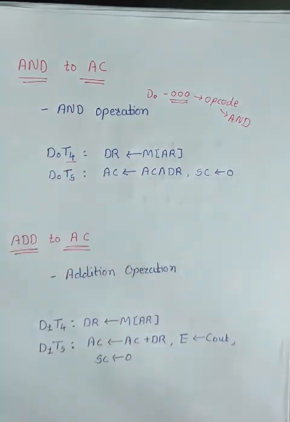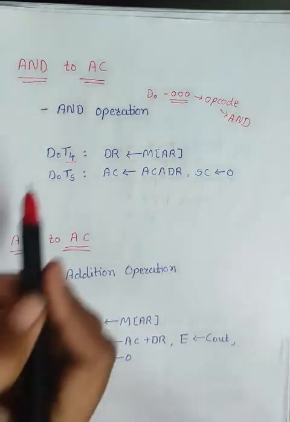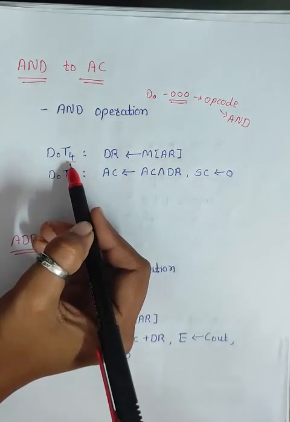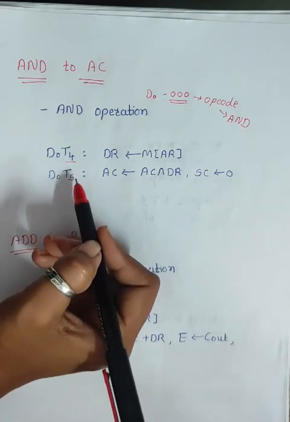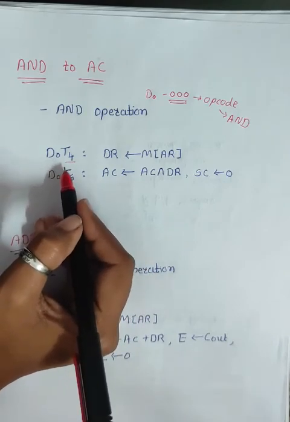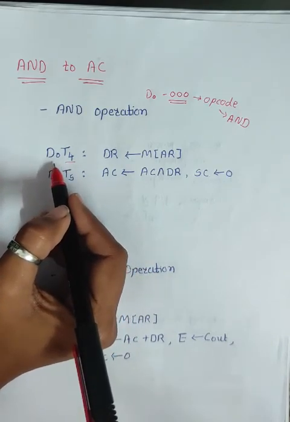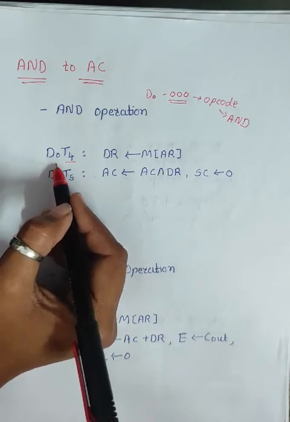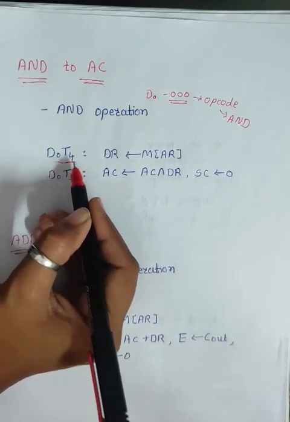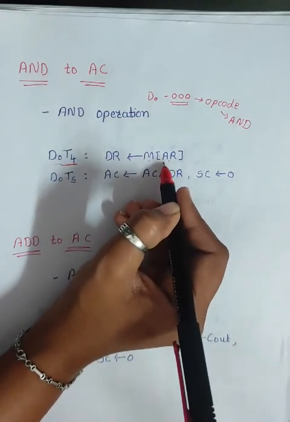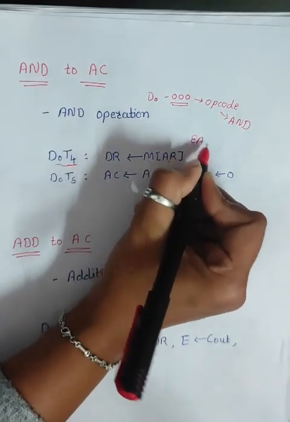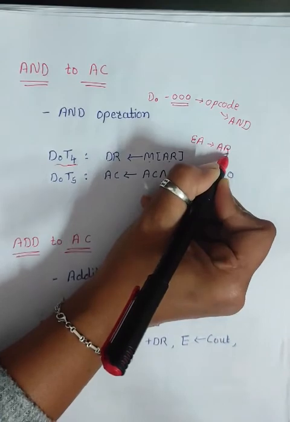And why T4? As you know, T4 is a timing signal, and all my memory reference instructions start executing from the T4 timing signal. So from T4 onwards we have all the memory reference instructions. At the T4 timing signal, when D0 is active, the first thing is that the effective address is available in AR, my address register.